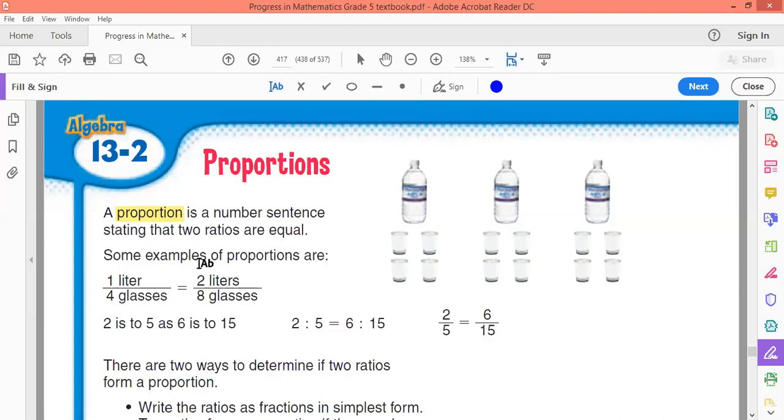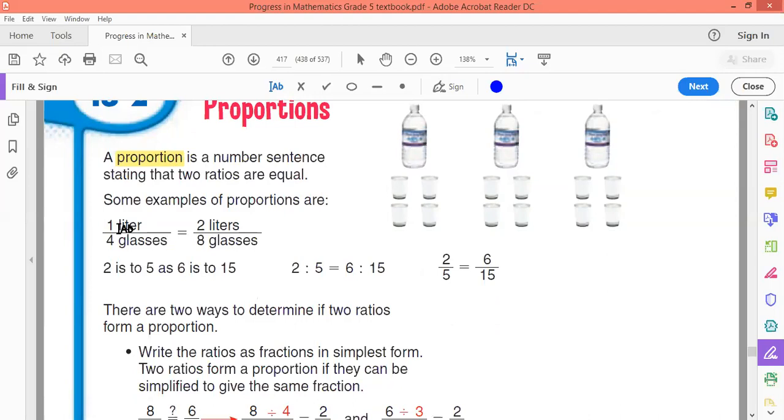Some examples of proportions are given to you. Okay, I will explain the example. As you can say, with 1 liter of water, you can make 4 glasses. In the same way, with 2 liters of water, you can make 8 glasses. And if you have 3 liters of water, then you can make how many glasses? 12. Okay.